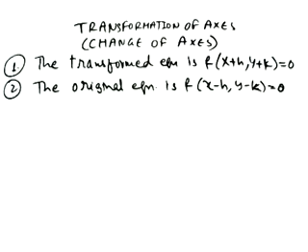One is the transformed equation. Whenever the transformed equation is asked, we have to use the formula f of x plus h comma y plus k equals to 0. This formula is used for the transformed equation. When the question is asked find the transformed equation, we have to use this formula f of x plus h comma y plus k equals to 0. And when the question is about the original equation, then we have to use f of x minus h comma y minus k equals to 0, for the original equation.